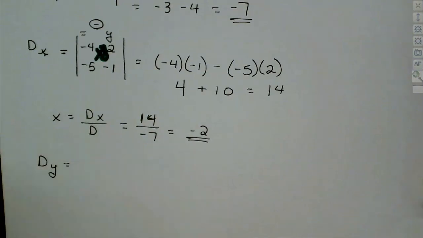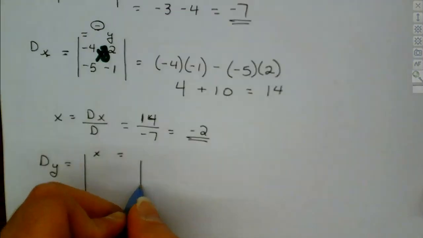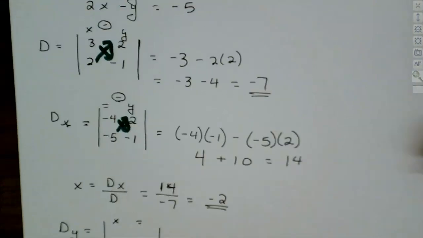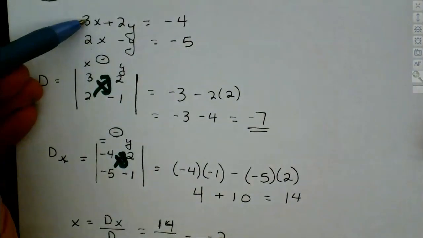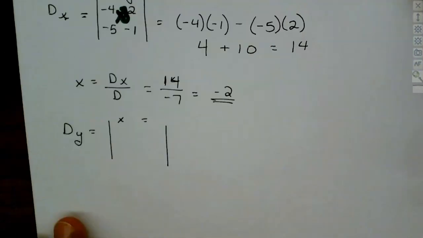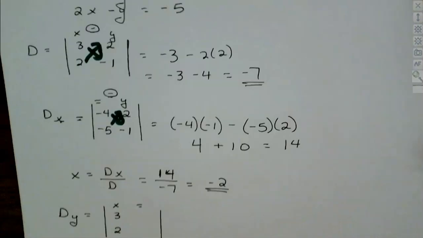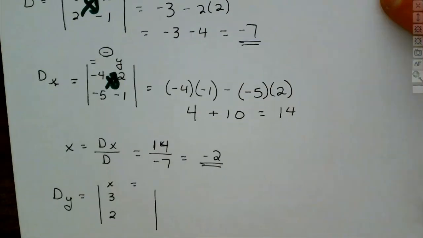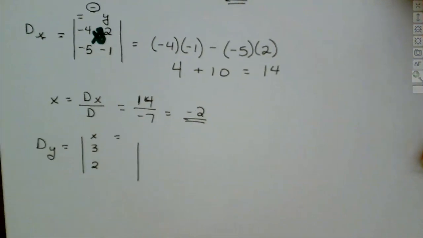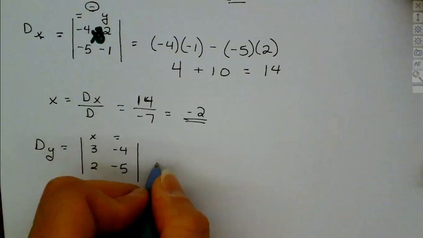dy. Okay, dy is x, and we replace the y with what's on the equal sign. So let's go back up and look. What's my x? 3 and 2. So that's going here. And what goes on the equal sign? What's on the equal sign? Minus 5. Okay, and I know it's hard to keep all this on the same page. So that's going to be a minus 4 and a minus 5.